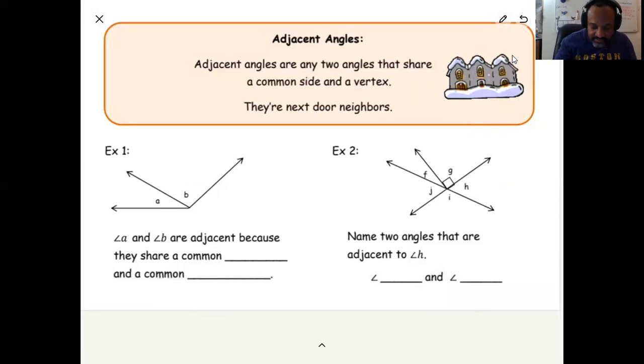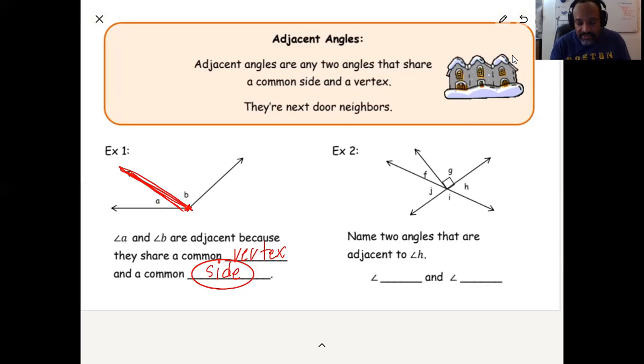So if we look at example 1, A and B are adjacent angles. Let me make this a different color so we can really see what's going on. This side right here is shared between angle A and angle B. So those two angles are adjacent. They also share the same vertex. The only thing that we know about adjacent angles is that they share a common side and vertex. We don't know if they're going to be complementary, supplementary, or anything else special. So if we were filling this in, it's because they share a common vertex and a common side. The side part to me is the most important thing.